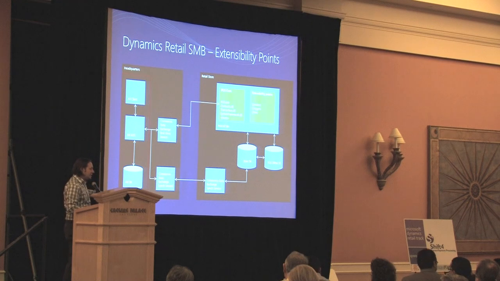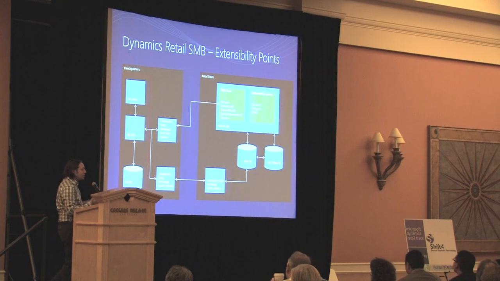So the AX client is the user interface piece, and that's the portion that I've said before can run on any desktop OS, basically any Windows desktop OS. The AOS is the server piece. So when you deploy it, there's a service that's running, and then there's a client that you use to access the functionality through the user interface. And obviously, there's a SQL database on the other end. So all of this is extensible.